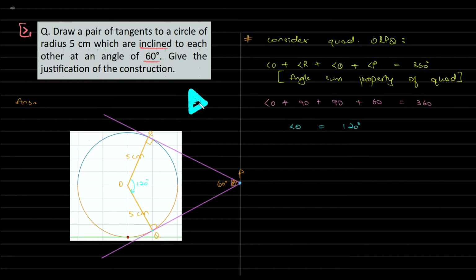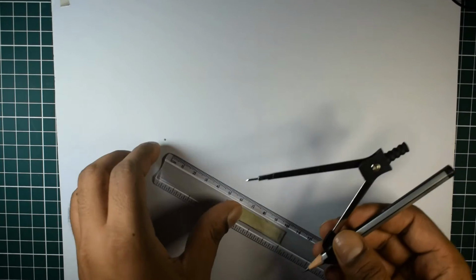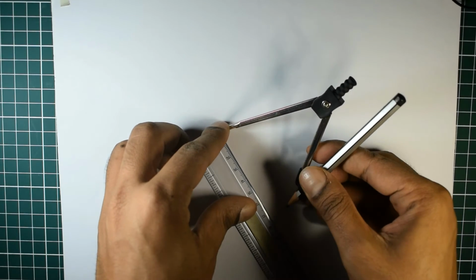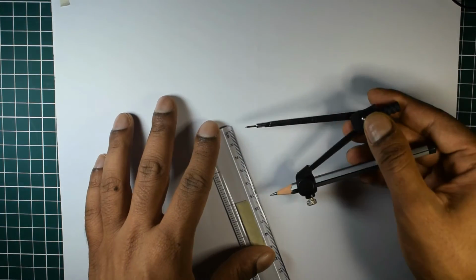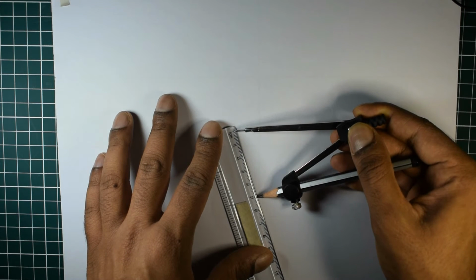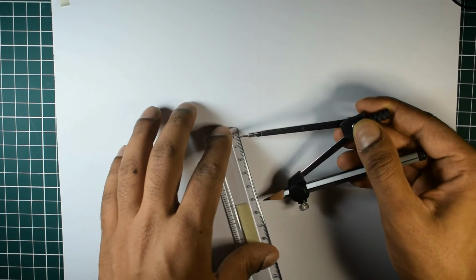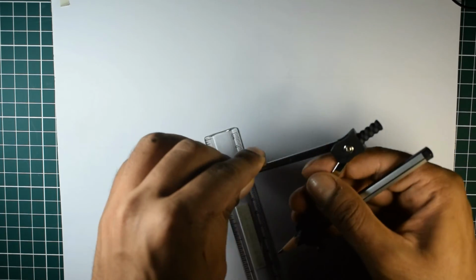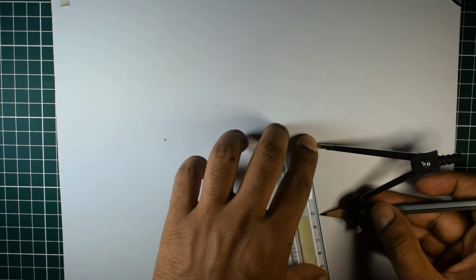And now let's move on to looking at the steps of construction. So first thing is we need to draw a circle of radius 5 centimeters. Hold the compass at one end and press it from the other end. This would actually make things faster. See, it's that simple.